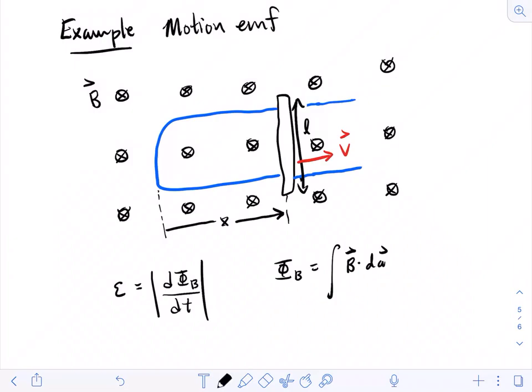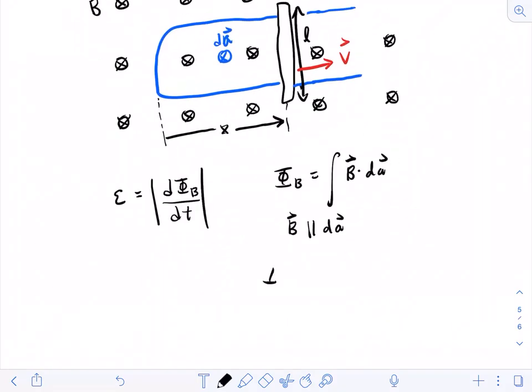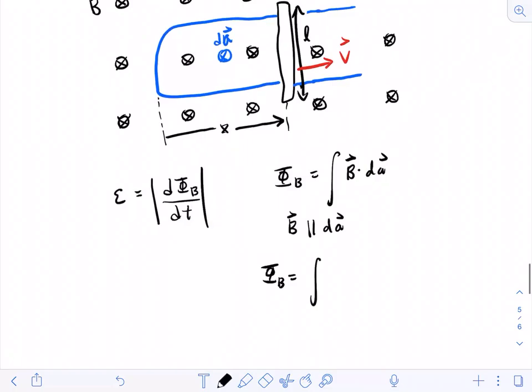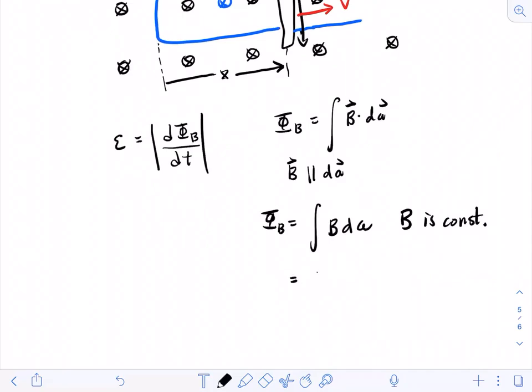Let's say that our loop has a dA vector that points into the screen just like the magnetic field does. So we could say that B is parallel to dA, just like in the previous example. And so that means the magnetic flux is equal to the integral of B dA. This time, the magnetic field strength is constant. B is constant. And so that means that this is B times the integral of dA.